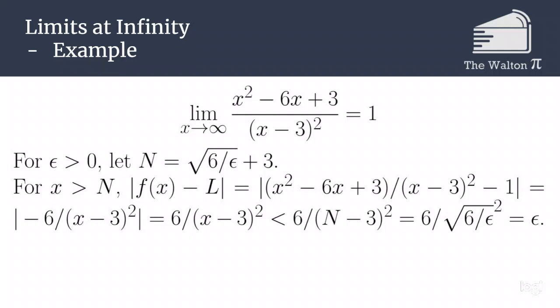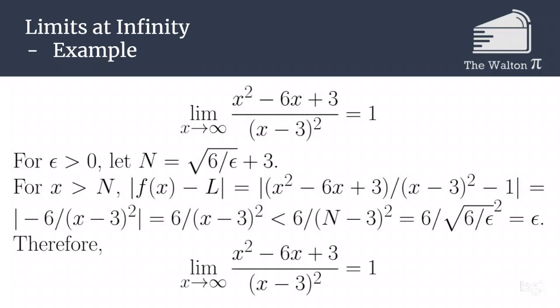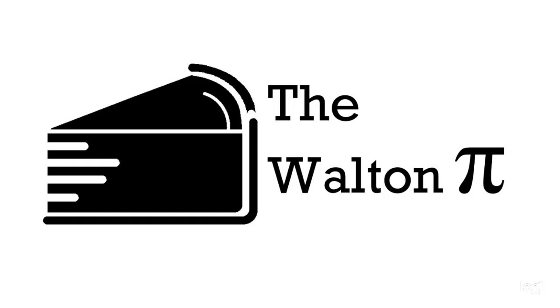Yes, that's a bit messy. Don't worry. The examples that we'll do in the next video will be a little bit easier, and you'll see where these numbers are coming from. But for now, this is the process we would have to go through to do it. So because we have successfully shown that for x bigger than that value of n, the limit as x goes to infinity of x squared minus 6x plus 3 all over x minus 3 squared is actually equal to 1.